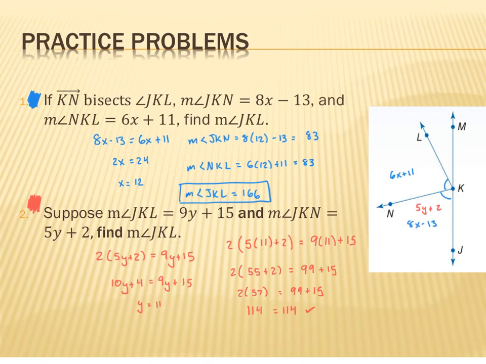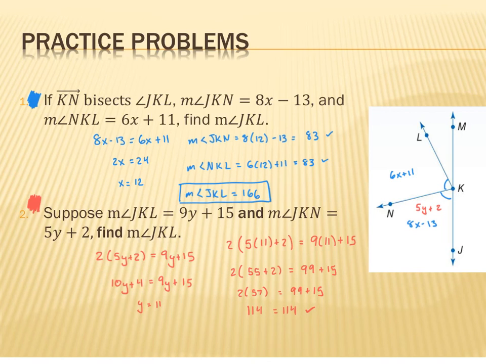So in the blue problem, this first problem, you're told that KN bisects the angle, and because it bisects the angle, the two pieces are congruent. Therefore, you can put those two pieces equal to each other and solve down. You know that you're going in the right direction if the two pieces equal each other in the middle.